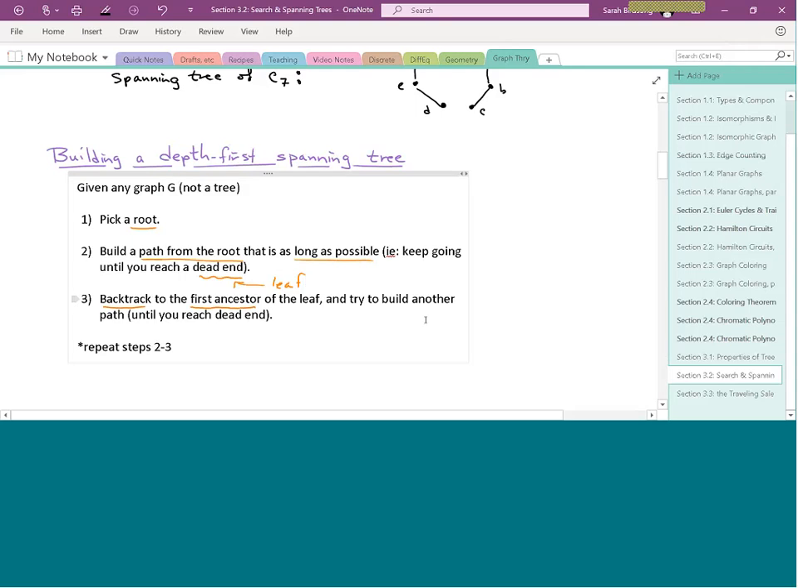So then you try to build another path until you reach a dead end, and you keep on repeating those two steps, 2 and 3, until you've reached all your vertices. Okay. So let us do an example of this guy.